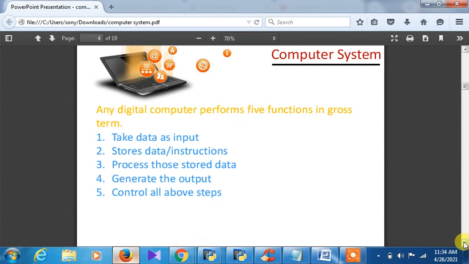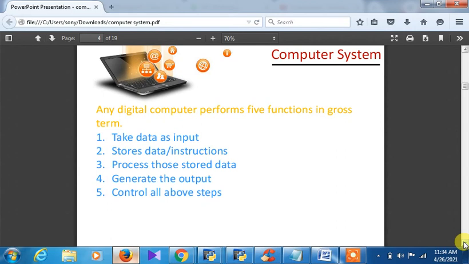Any digital computer performs 5 functions in gross terms. Altogether, you can say it takes the data as input, stores the data or instructions, processes those stored data, and generates the output, and controls all the above steps. So overall coordination is going on always. The cycle is known as IPO, meaning input, process, and output. If you look at its gross function, it is confined to IPO: input, process, then output.